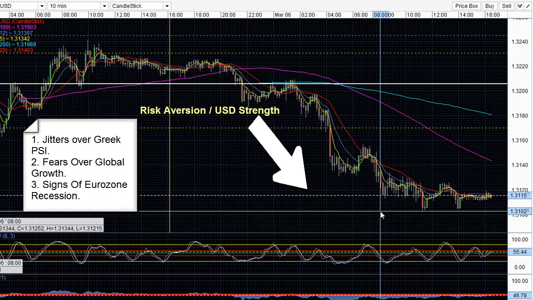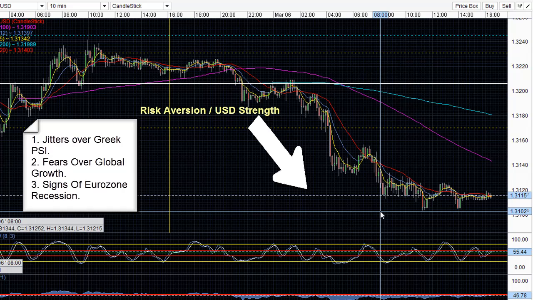So, of course, this weighed heavily on the Euro US dollar pair, but we're also hearing news about global growth fears and signs of recession in the Eurozone. Of course, they came out with the revised GDP numbers and also the low PMI numbers that are also weighing heavily and putting pressure on the pair.